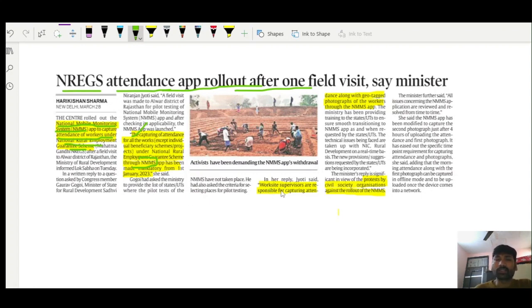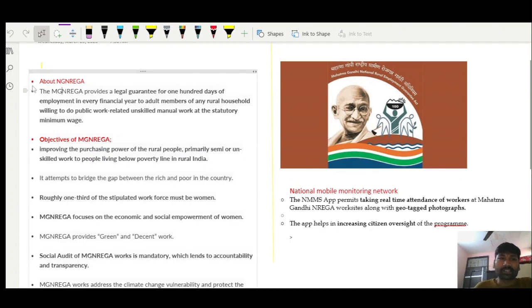So now worker supervisors are responsible for capturing attendance along with the geotagged photographs of the workers through the national mobile monitoring system. So the photographs will be geotagged and their attendance will also be captured. Okay, and this is important in the backdrop of civil society organizations protesting against the rollout of the national mobile monitoring system. They are emphasizing that people lack awareness about this attendance system. Several people lack bank accounts and Aadhaar cards. So therefore, they have been suggesting that it is better to continue with the old system. Okay, so let's look into the details of the MGNREGA scheme.